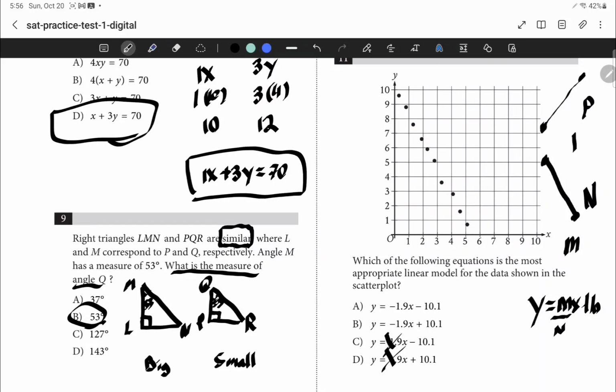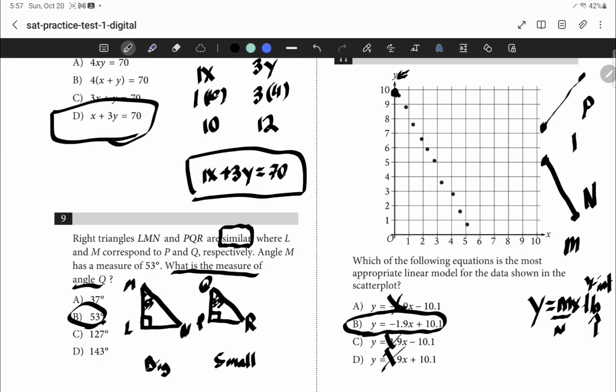The top 2. Now, the second thing that you need to understand is your b, your y-intercept. That means that your line is going to touch the y-axis at that point. I see my scatter plot kind of touching up here, that would be like 10 or something. Is it positive 10 or negative 10? It's on the top, so it's positive 10. So I can already mark this one off too. So my answer for this question is B.